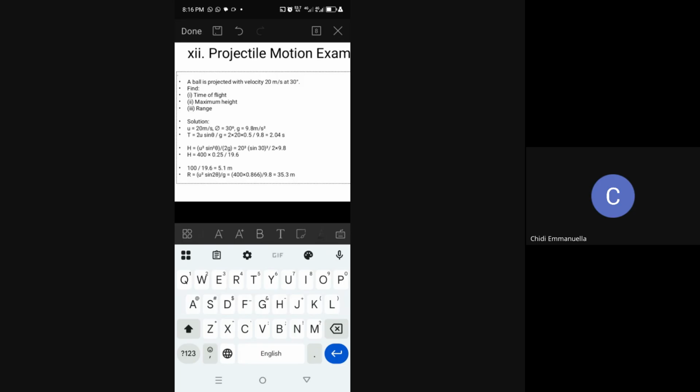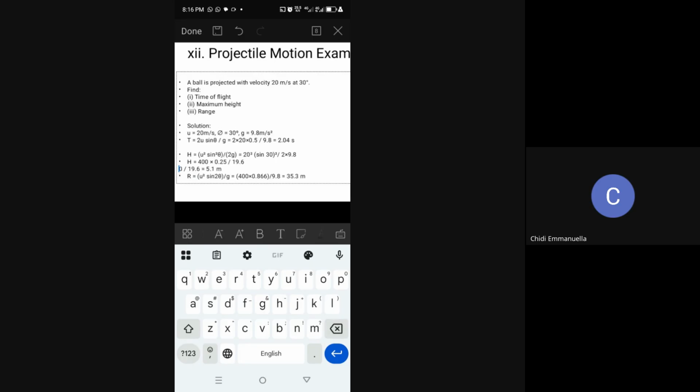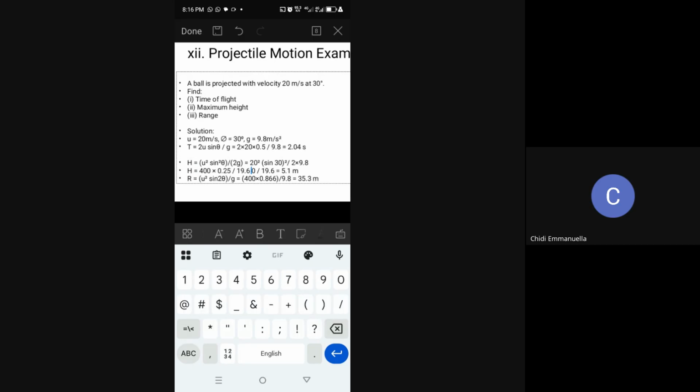So you now have 400 times 0.25, which gives you 100. So that is the 100 you are looking at here. Since it's an objective question, you don't need to waste too much time writing. As long as you already know what you are supposed to do, you move on. So 400 times 0.25 gives you 100 over 19.6. You have your 5.1 meters.